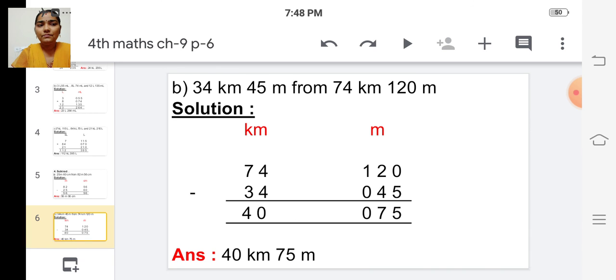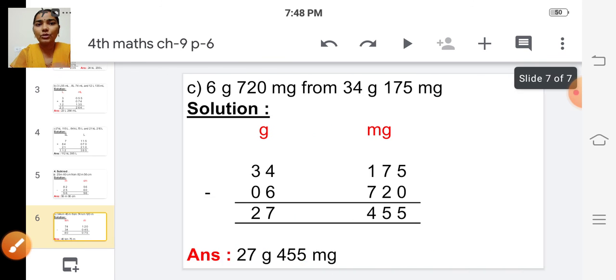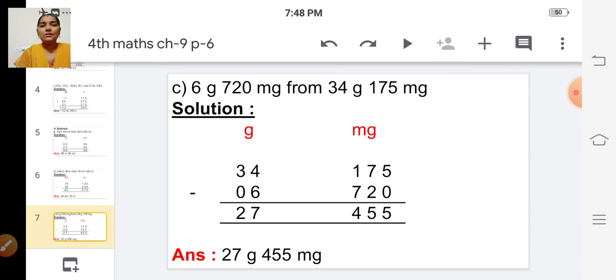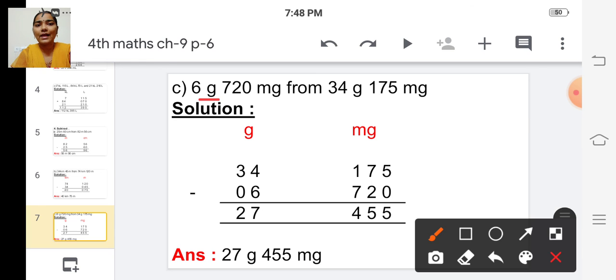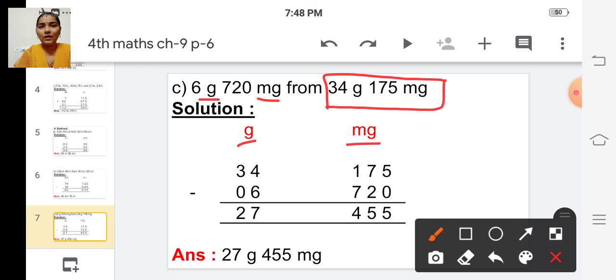Okay, children, we shall do one more problem. Subtract 6 gram 720 milligram from 34 gram 175 milligram. First we have to separate the units. The units are gram and milligram. We have to write this weight first, because we are going to subtract this weight from this weight, right?